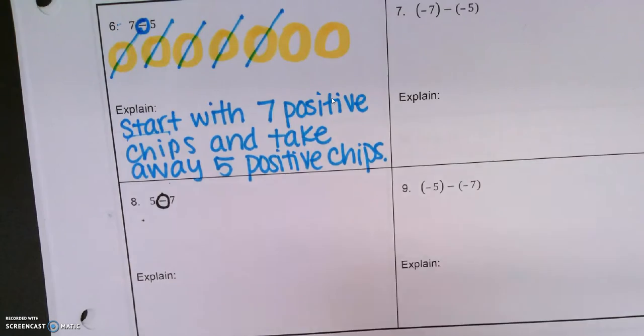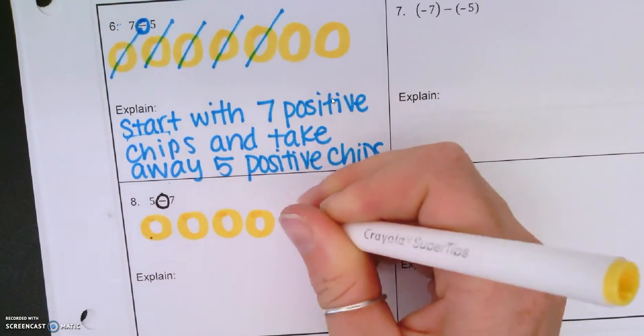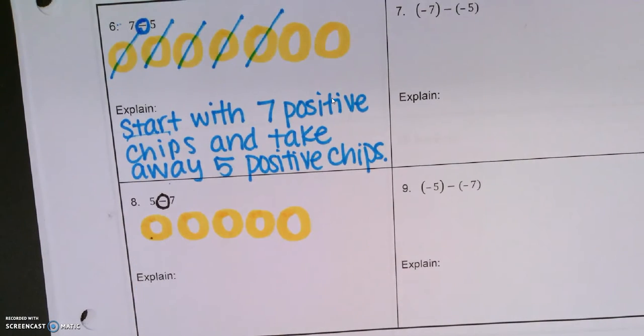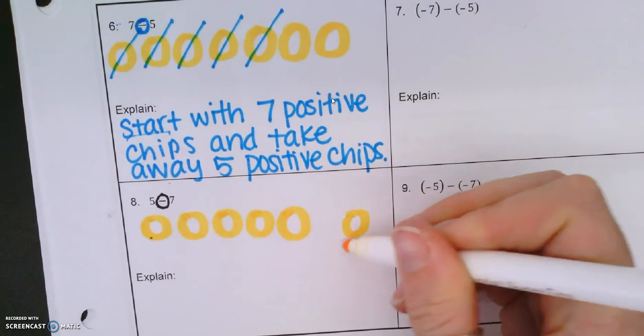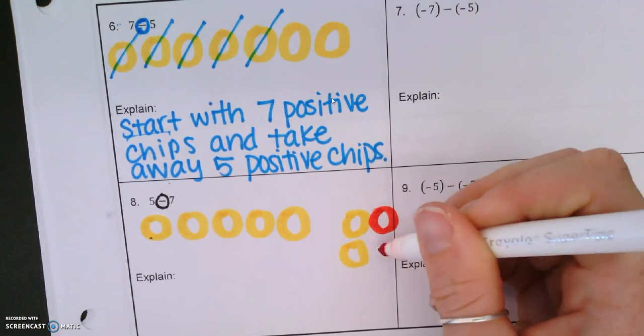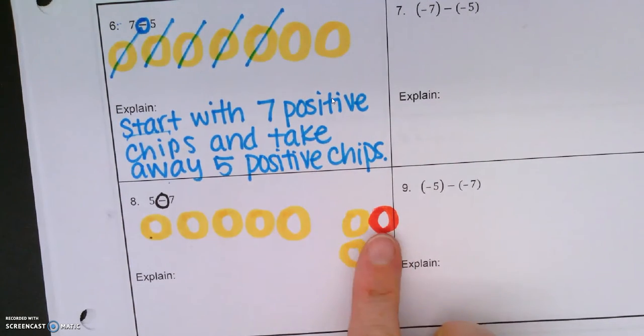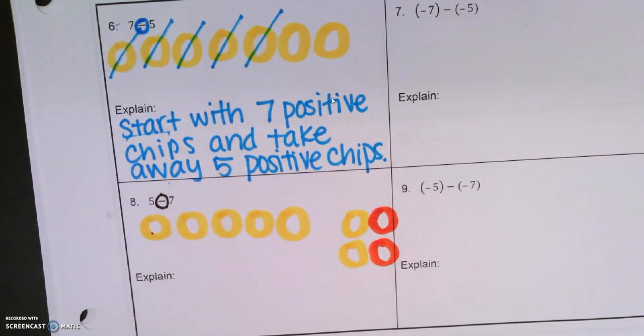So let's put in our 5. 1, 2, 3, 4, and 5. And I need to take away 7 positives. But I only have 5 here. Well, I'm going to have to take away 2 more. But I can't just add 2 to my model. I need to add 2 0 pairs. Now looking at my model, since this is all 0, I am left with just 5 positives.